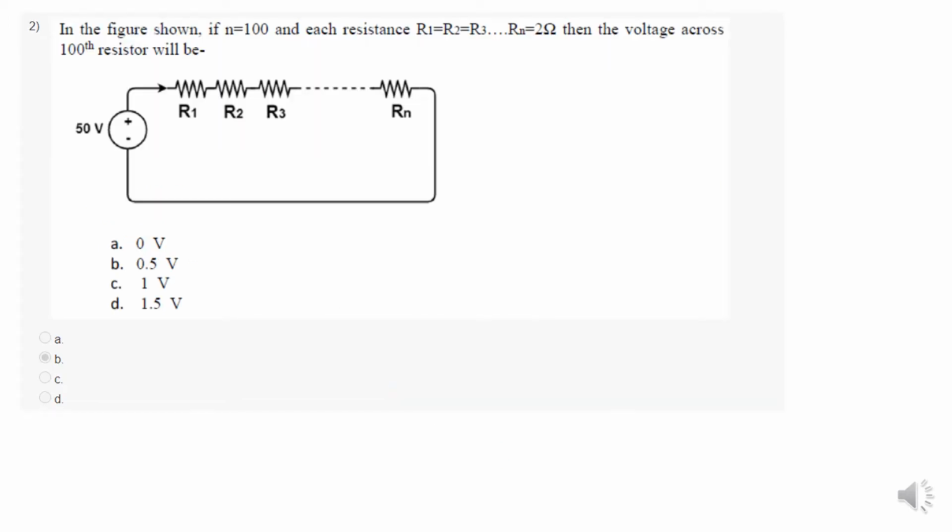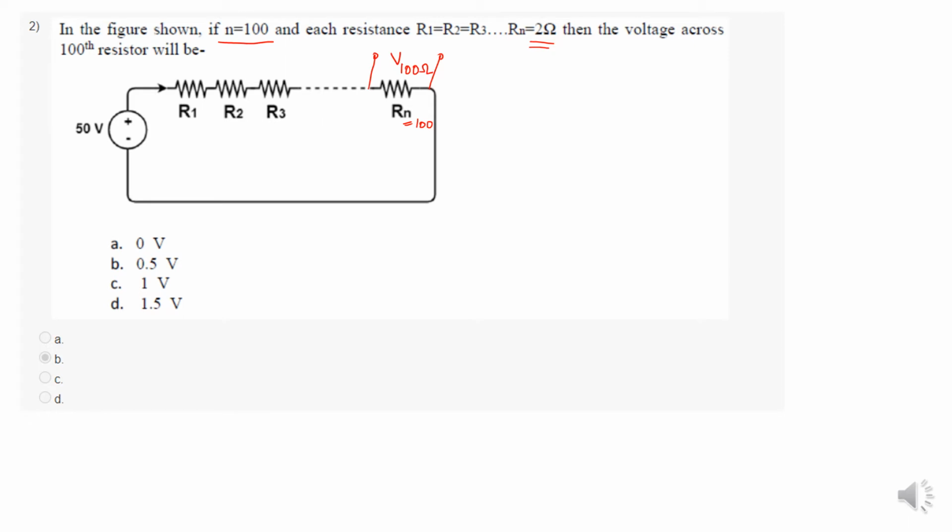Next problem: in the figure shown, n is equal to 100. The total number of resistances is 100 and each resistance has the value 2 ohm. The question is to find the voltage drop across the 100 ohm resistor. I have to consider n equal to 100 and find V100 ohm.